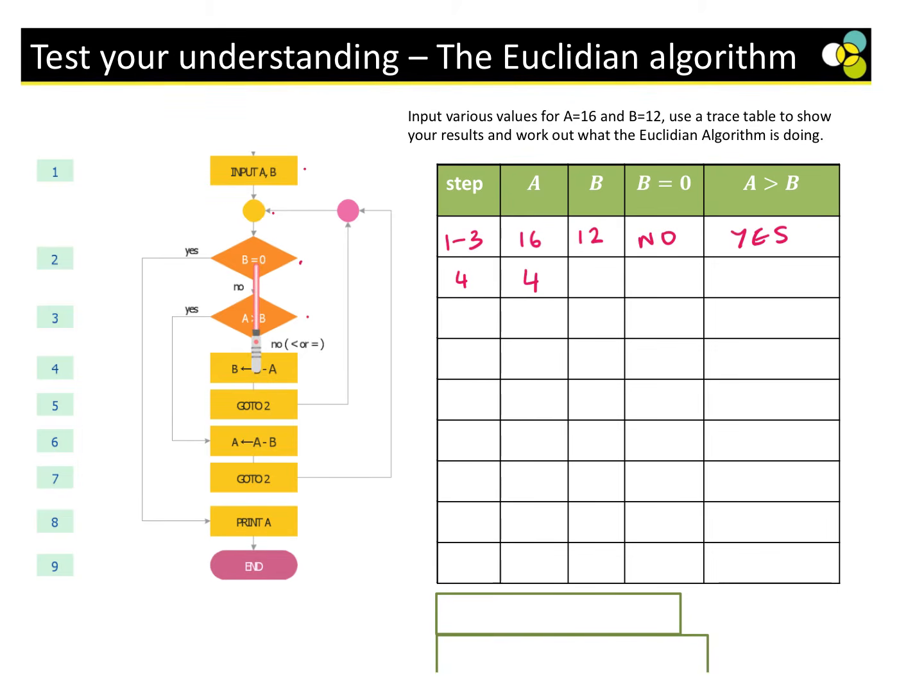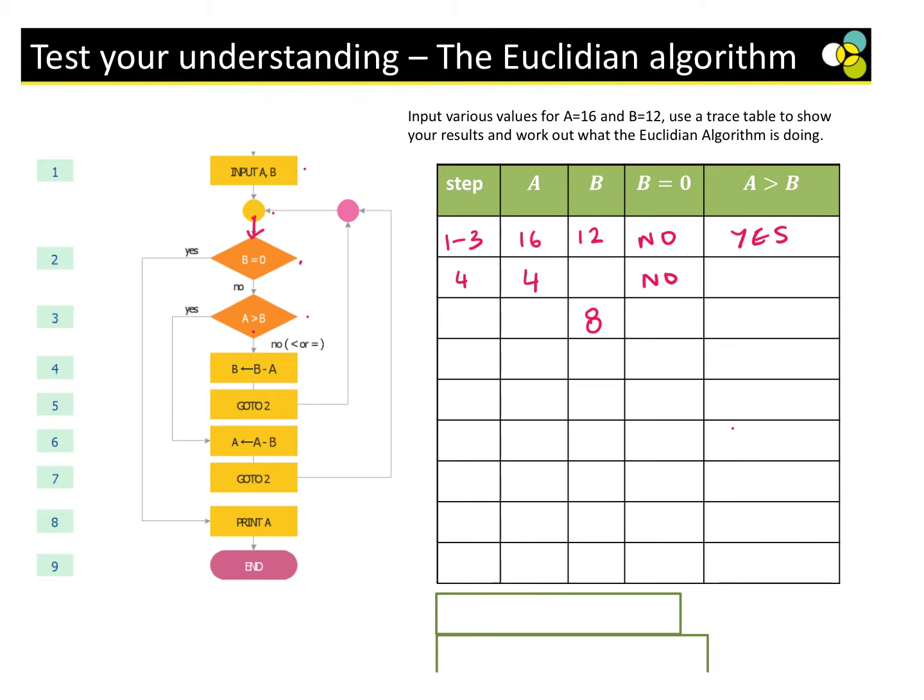Okay. Then does B equal 0? No. Put 4 in. Go back to 2. Does B equal 0? No. Is A greater than B? Okay, is 4 greater than 12? No. Okay. B is B minus A. 12 minus 4 is 8.